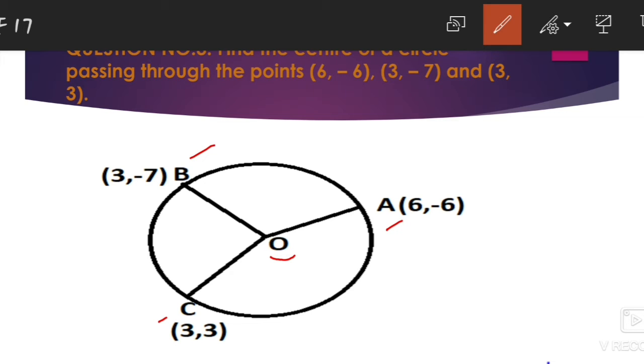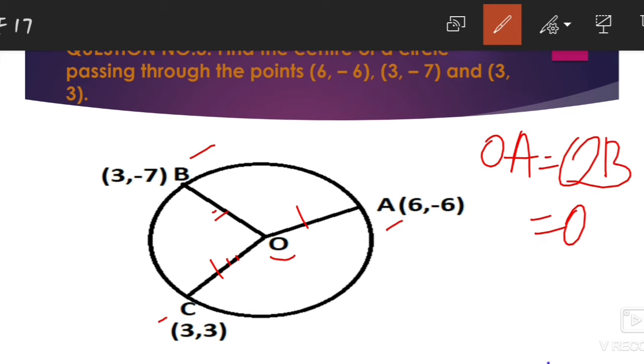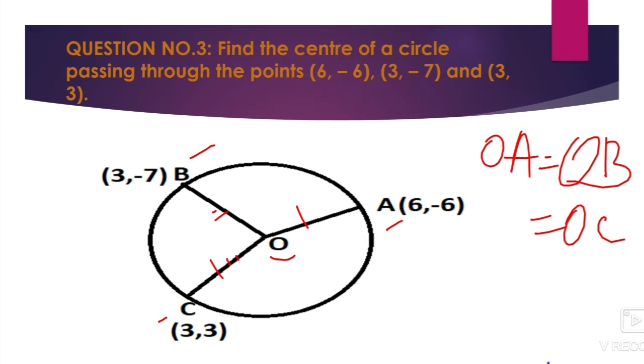Now since O is the center and points A, B, C lie on the circumference of the circle, that means OA, OB, OC will be the radius of the circle. And you know that since these three line segments OA, OB, OC are the radius of the circle, their values will be equal. So you can write OA is equal to OB is equal to OC. These three values will be equal. Okay, so let's take the solution.